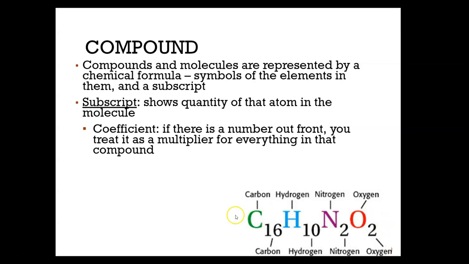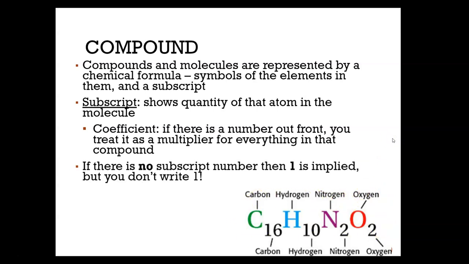If there's a number out in front, it's just like in math class. Let's say there was a 2 here. That's called a coefficient, and that becomes a multiplier. And you would take everything, you would distribute that out times whatever that coefficient number is. So let's say there's a 2 here. 2 times 16, 2 times 10, 2 times 2, 2 times 2. So that coefficient just tells you how many of this compound you have. If there's no subscript, we just imply the 1.